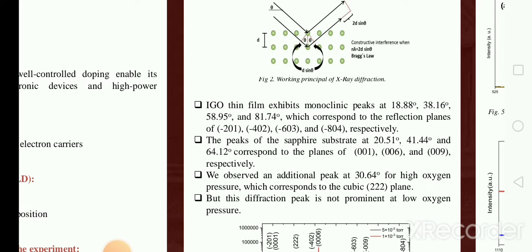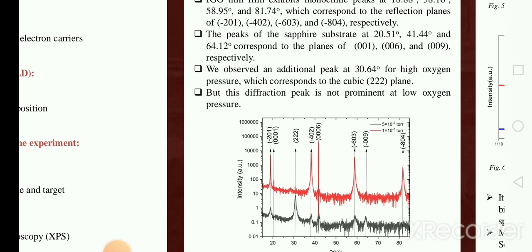We observed an additional peak at 30.64 degree for high oxygen pressure, which corresponds to the cubic 222 plane. For this, we can call the sample at high oxygen pressure polycrystalline. But at low oxygen pressure, this diffraction peak is not that prominent. So that's why it's close to single crystalline.